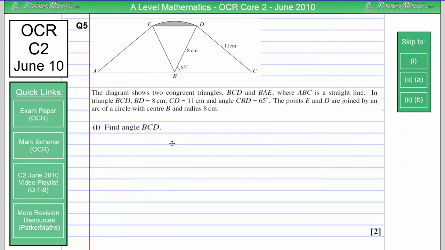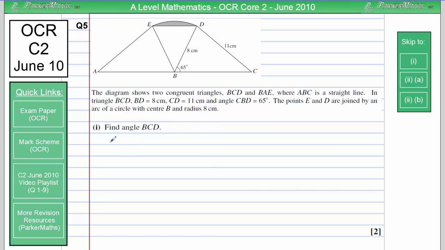Question 5. The diagram shows two congruent triangles BCD and BAE, where ABC is a straight line. In triangle BCD, BD is 8 cm, CD is 11 cm, and angle CBD is 65 degrees. The points E and D are joined by an arc of a circle with centre B and radius 8.